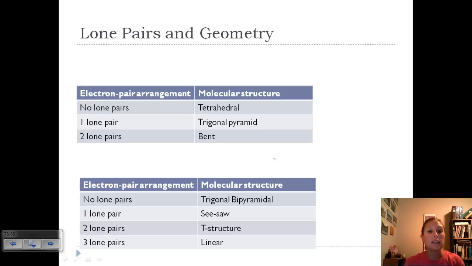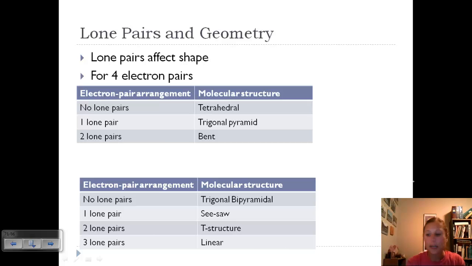Once we get into some lone pairs, the geometry will change a little bit. No lone pairs would be something like tetrahedral. Then if we had 1 lone pair, we're going to trigonal pyramidal, and 2 lone pairs, we're going to go to bent. And then we can also have different structures based on the number of lone pairs and bonds.